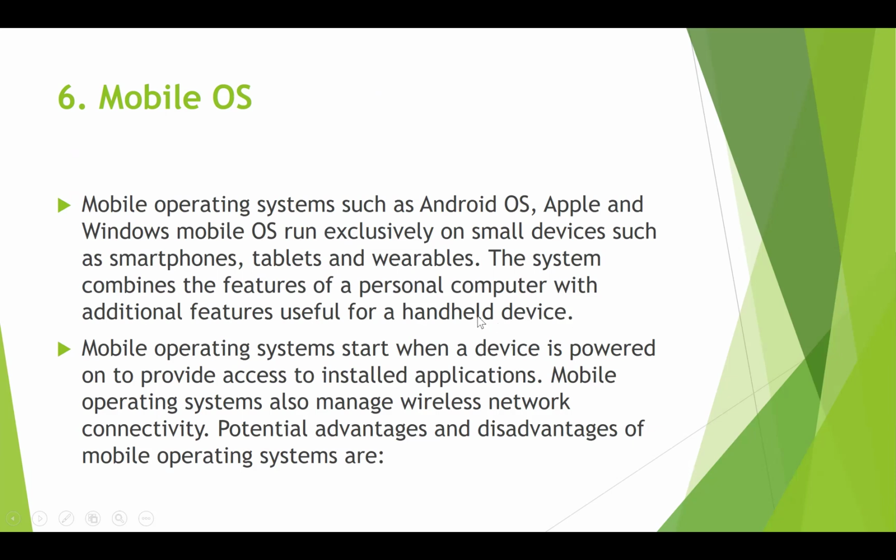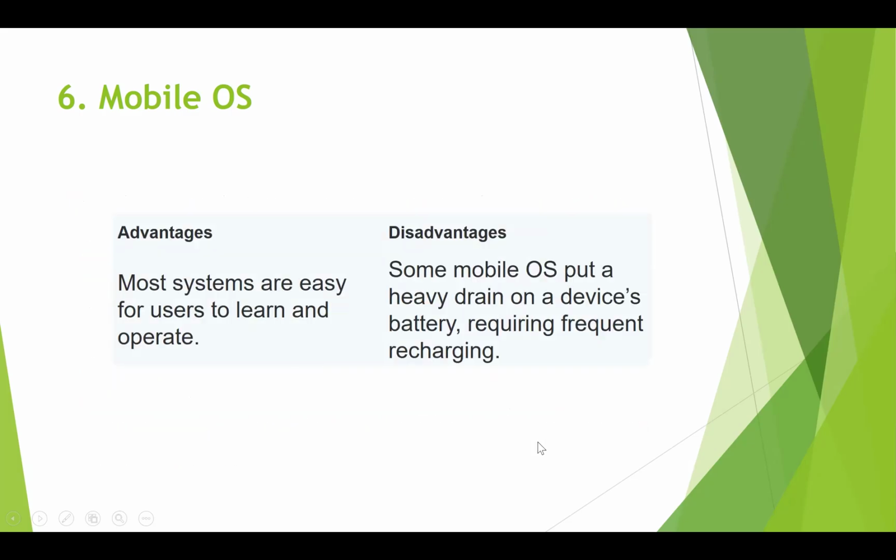So mobile OS is especially used in smartphones. A mobile operating system starts when a device is powered on and provides access to install applications. Mobile operating systems also manage wireless network connectivity. Potential advantages and disadvantages of mobile operating systems: most systems are easy for users to learn and operate, but mobile OS puts a heavy drain on a device's battery, so it requires frequent recharging.